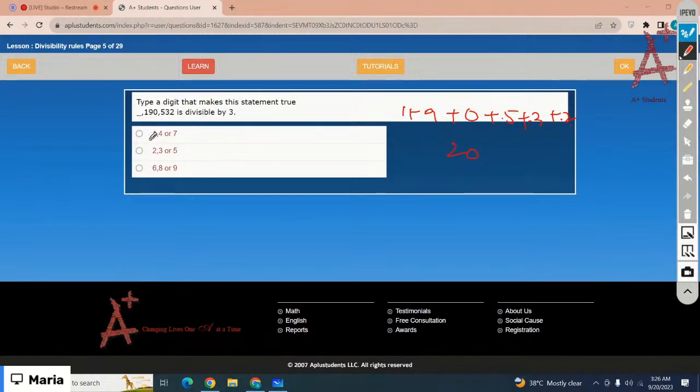That means the missing digit must be 1, 4 or 7, because 21, 24, and 27 are all multiples of 3, isn't it? So the correct option is 21, 24, and 27. So 1, 4 or 7 is the correct option, right?